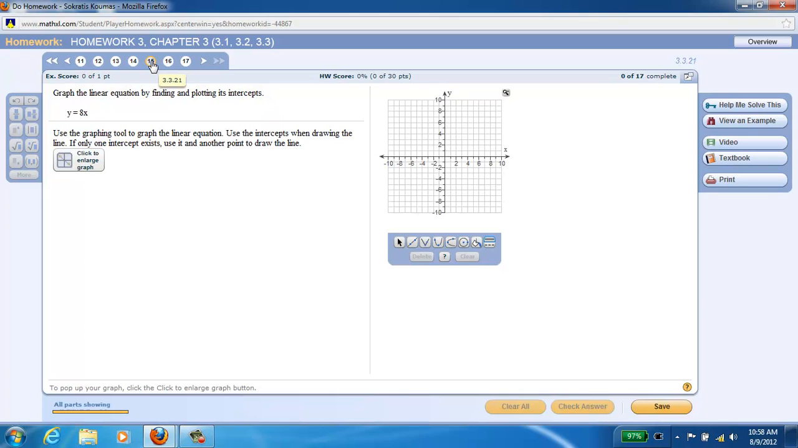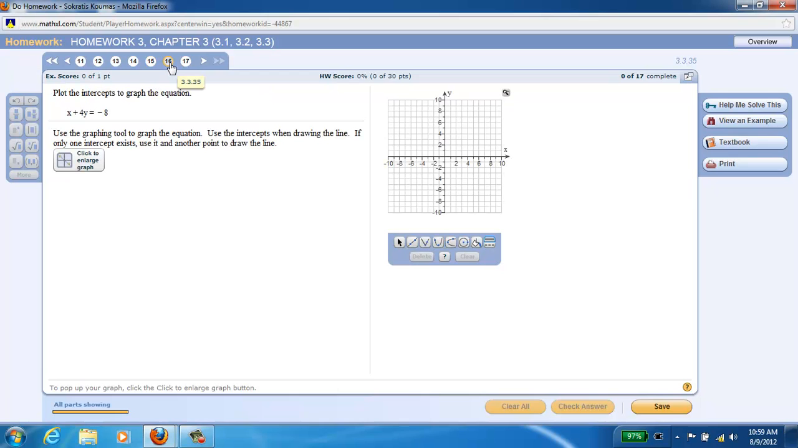Problem number 15 is exactly the same as problem number 14. Figure out y for a couple of points of x, and then you have the points and you can graph the line. Number 16, the same way as the previous one. So yeah, but before, it is a good plan to plot the intercepts. So when x is 0, what is the value of y? When y is 0, what is the value of x? You have the intercepts, and then you can graph the line.